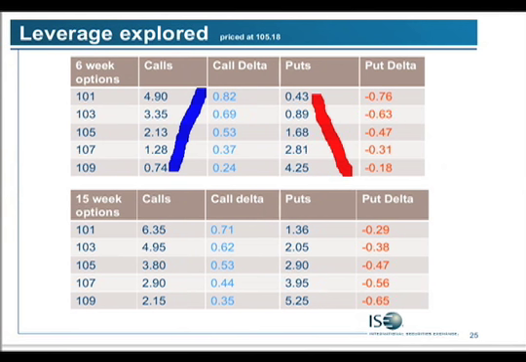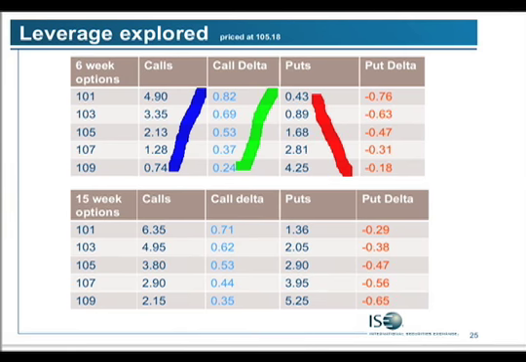Another thing I want to think about is when I'm buying a deeper in-the-money option, my responsiveness to changes in the underlying, at least in the short term, is going to be much higher. That's why I'm thinking about buying the deeper in-the-money option. So for instance, the call delta here is 82. I paid more money, I got more delta. So the delta is going to work down.